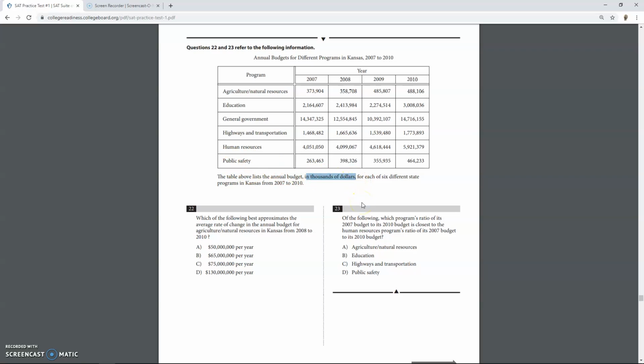So it'll be $130,000 per 2 years, and then we divide it by 2, which gives us the amount that we want, $65 million per year.